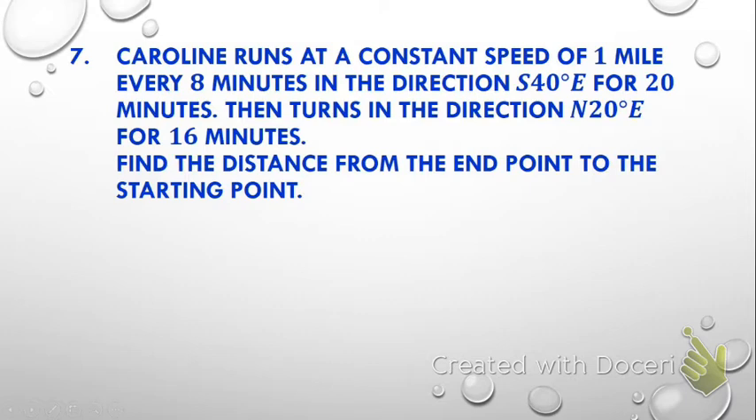All right, so Caroline is running at a constant speed of 1 mile every 8 minutes, and she's running in the direction south 40 degrees east for 20 minutes. Then she turns in the direction of north 20 degrees east for 16 minutes. That's a lot of information all at once. Brendan, you with me? All right, please put it up.